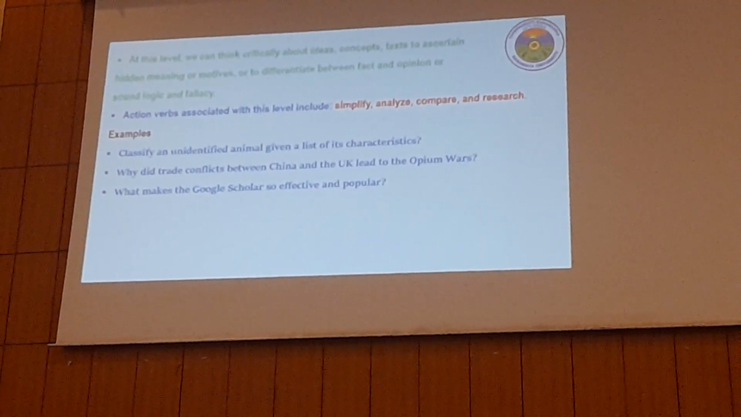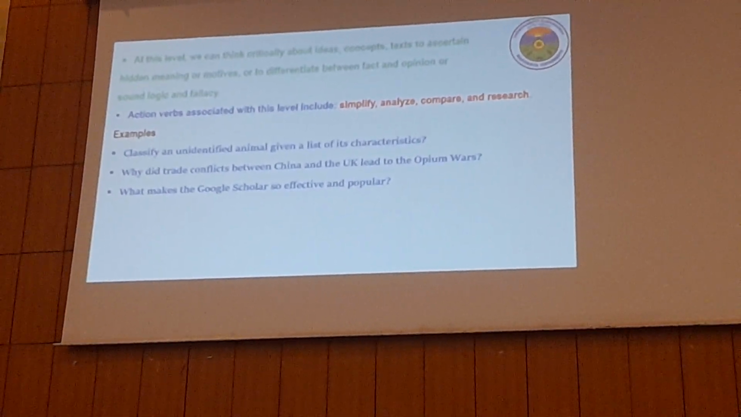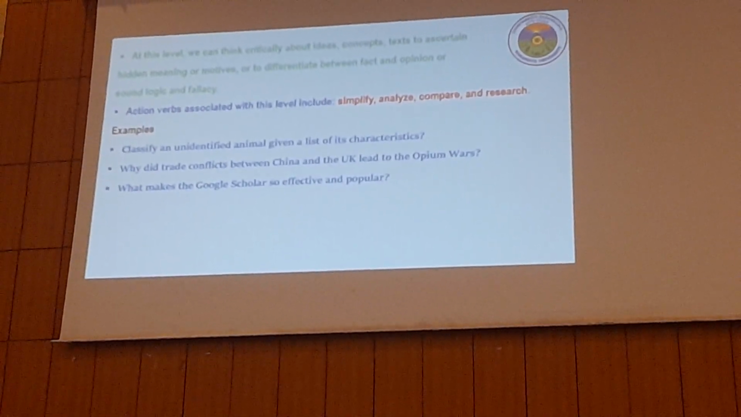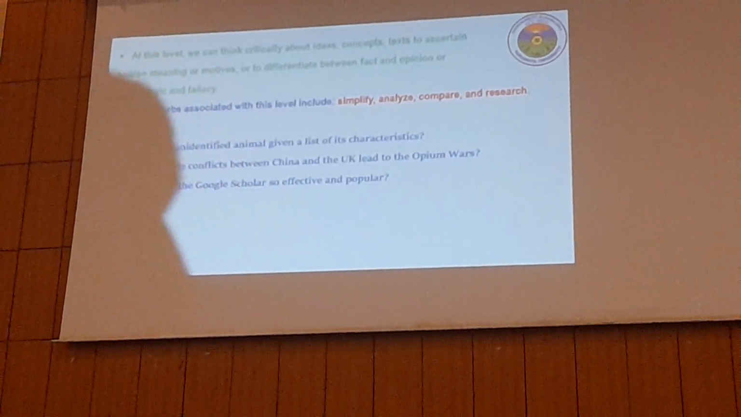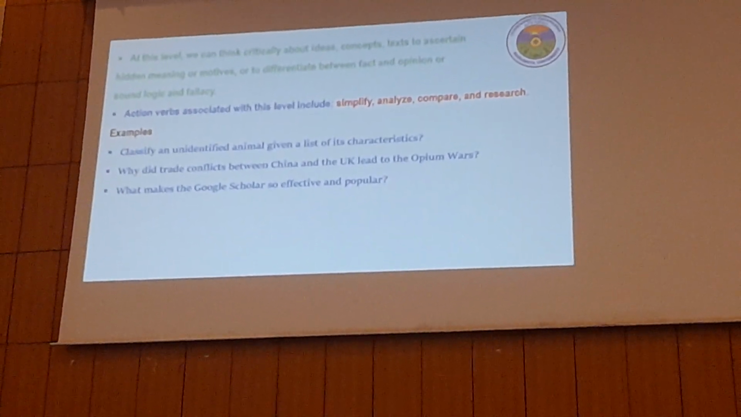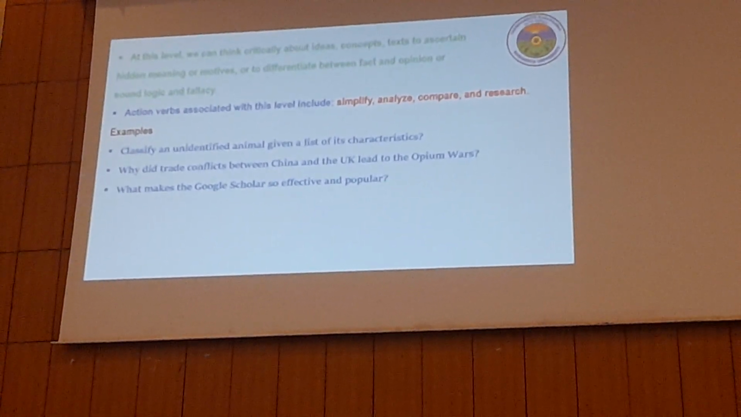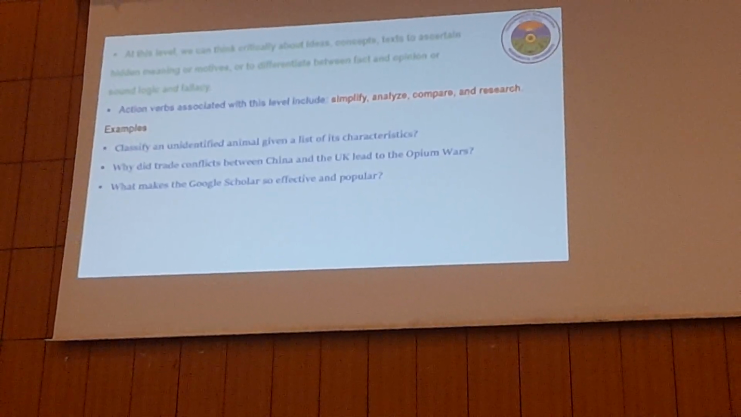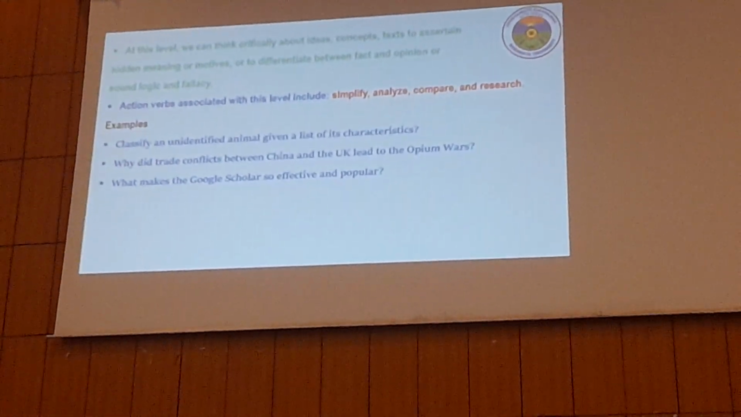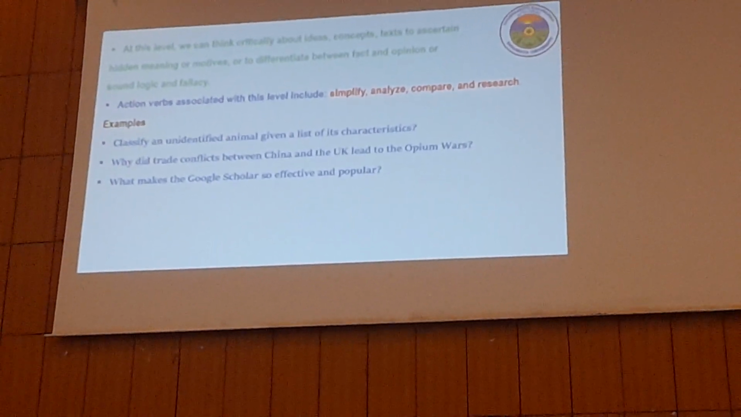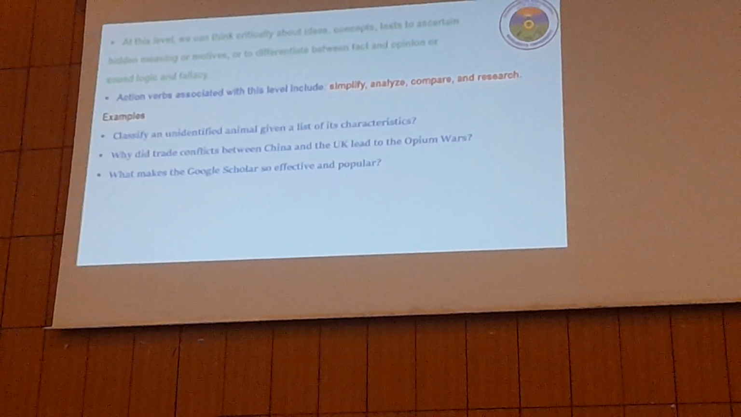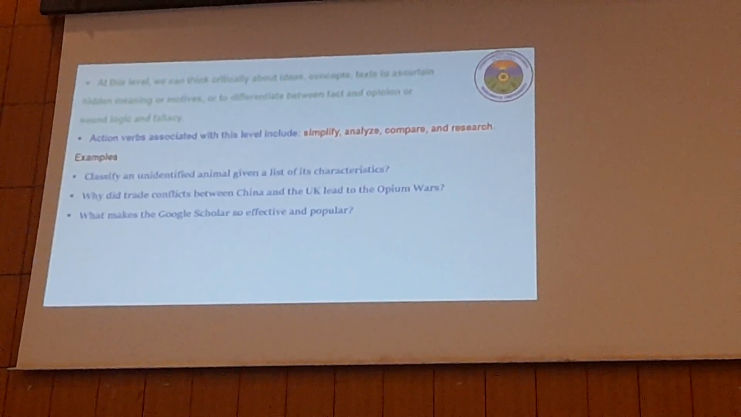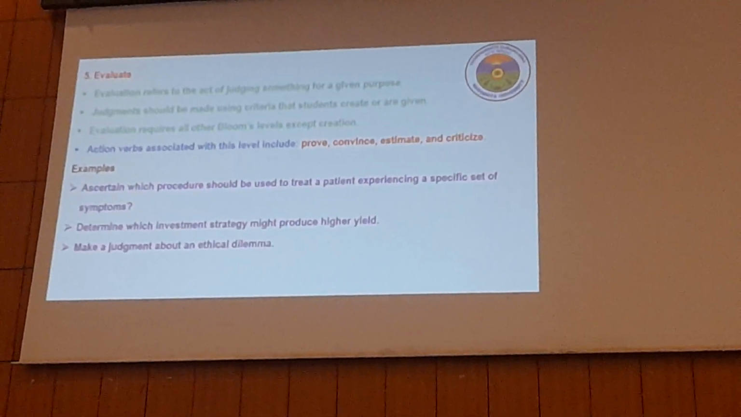Or why did trade conflicts between China and some other countries arise, so that students can justify based upon the information they have already developed from the lower part of the cognitive levels, starting from remembering, understanding, and applying. Or what makes Google Scholar so effective and popular in the era of digital technology.